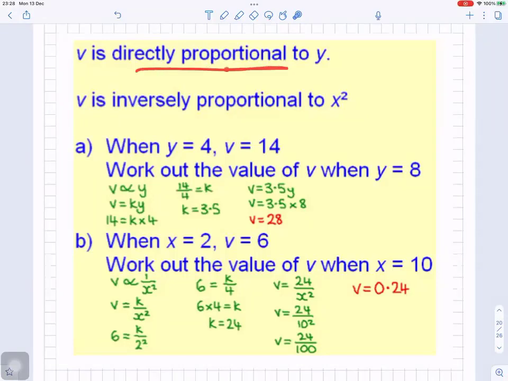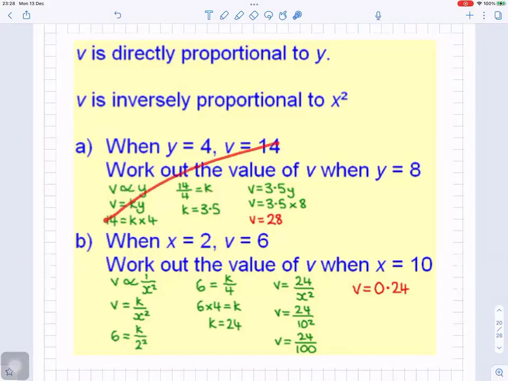V is directly proportional to y, and V is inversely proportional to x squared. When y equals 4, V equals 14. Work out the value of V when y equals 8. So V is directly proportional to y. So you write like that. Replace the proportional with equals k. So V equals ky.